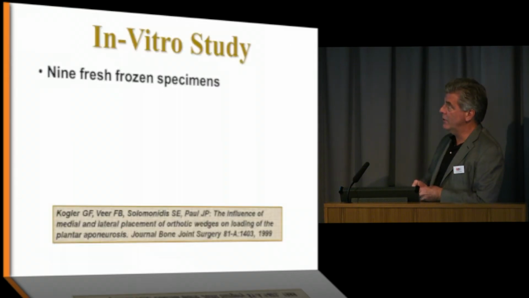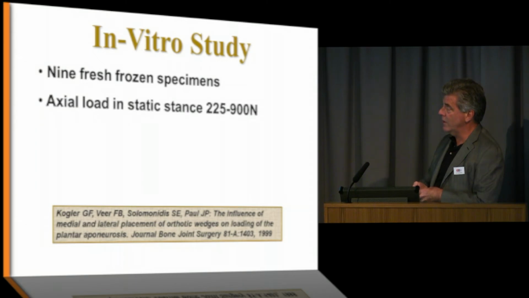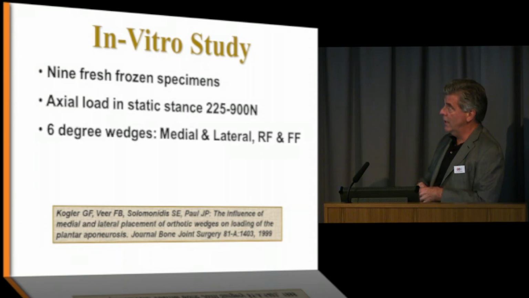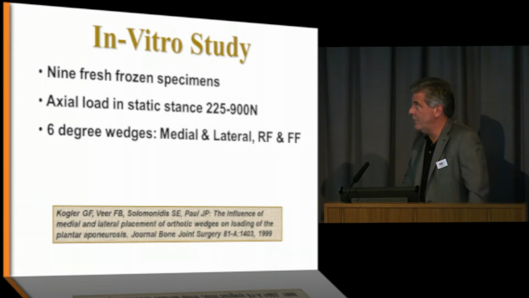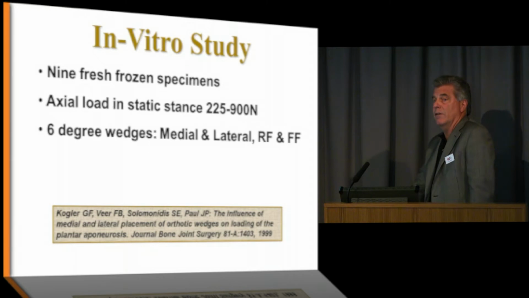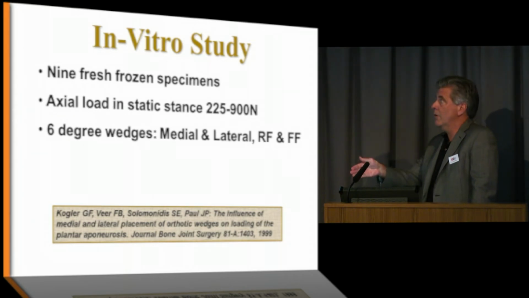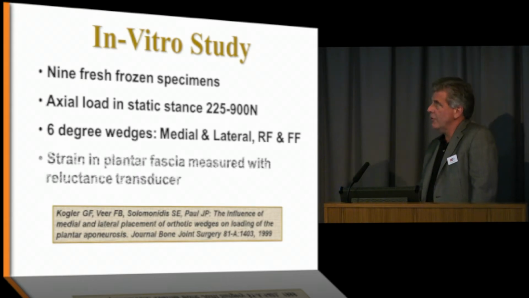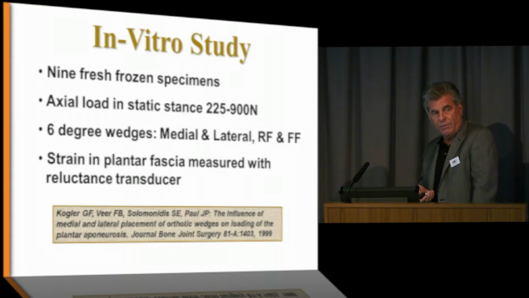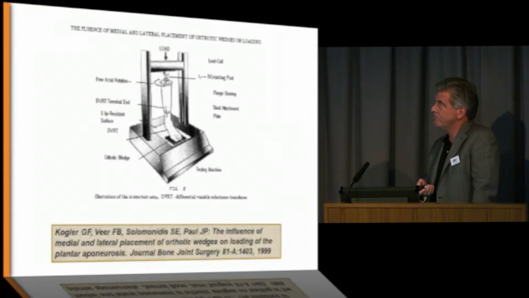So what he did is he took 9 fresh frozen specimens and he applied axial load. And these are 6-degree wedges, so they're pretty ambitious. And he placed them in one of 4 locations in the foot, either forefoot medial, forefoot lateral, rear foot medial, or rear foot lateral. And then he measured the strain or the change of strain in the plantar aponeurosis once the wedge was placed under the foot and axial load was applied. So here's his testing apparatus.